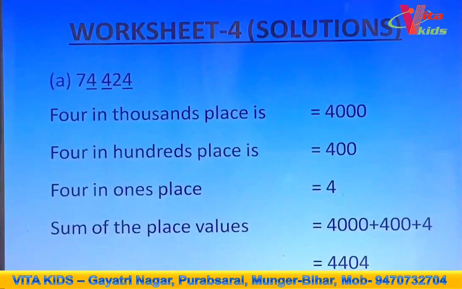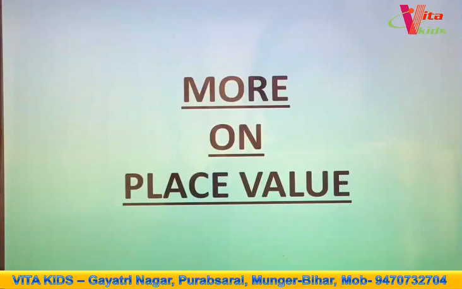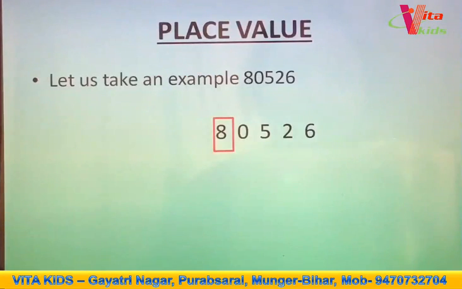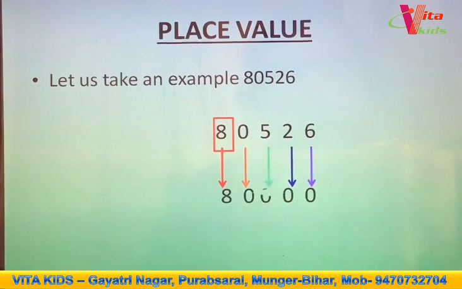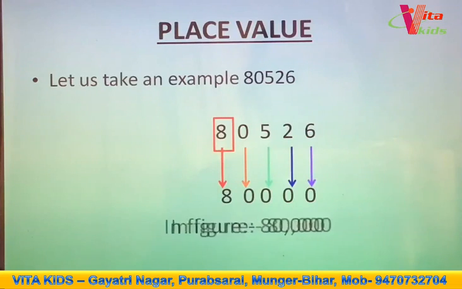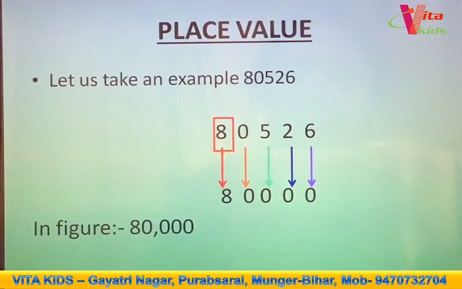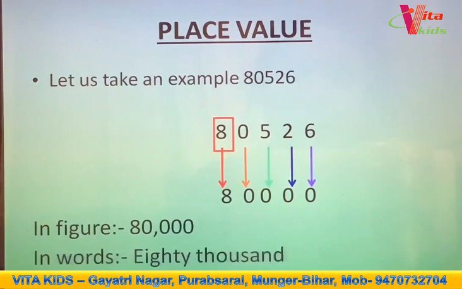Now this brings us to the end of solutions. Let us do more on place values now. You had done place values in the previous video too, where we had taken this example and we had found the place value of 8. Just a quick revision. We will copy 8 and all the other numbers on the right of 8 will convert them to 0. So 8 followed by 4 zeros. In figures we will write 8 0 0 0 0. And in words we'll write 80,000.